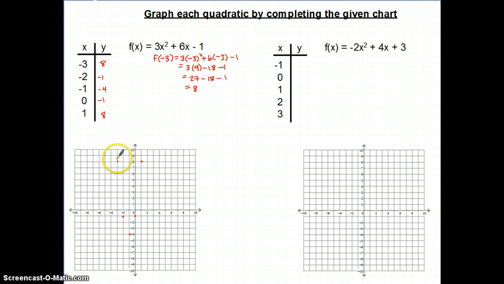Now connecting these dots in a smooth curve will create our U shape, which we call a parabola. Go ahead and pause the video and try the next one on your own. Your table and your graph should look something like this. Now notice the first and the second look a little bit different because one is facing upwards and the other is facing downwards. We'll go into detail about this a little bit later.